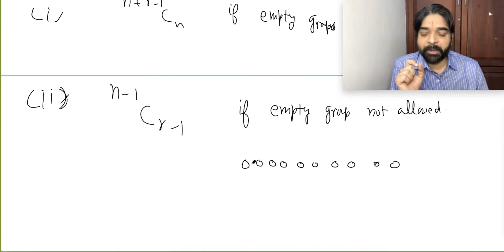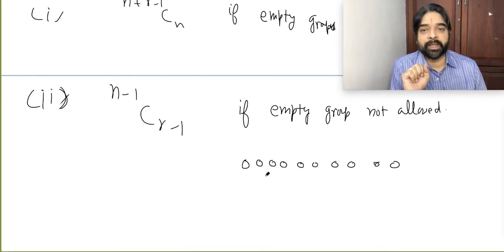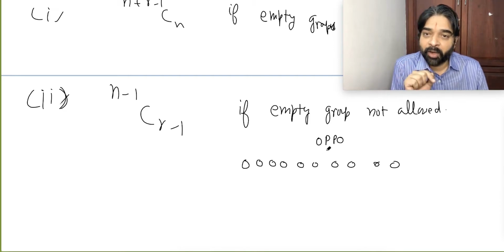I want to keep the partition, but a partition cannot come here, and a partition cannot come here. And two partitions together should not be there. Listen to me carefully. Two partitions together should not be there. Why should they not be there? If two partitions are together, think carefully. What is the meaning? That there is a group having zero objects.